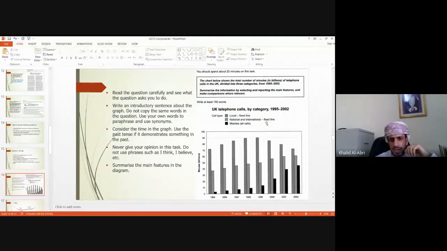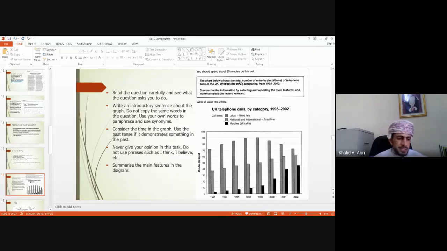Here we have an example. So task 1 usually has a chart. Here, as you can see, there is a bar chart. There is some information in the question you need to write about. They say summarize the information by selecting and reporting the main features and make comparisons where relevant. Here there are some clues in the question. First of all, this information: the chart below shows the total number of minutes in billions of telephone calls in the UK divided into 3 categories.